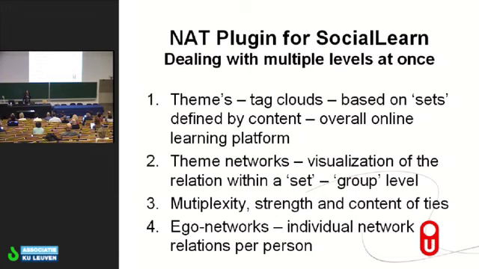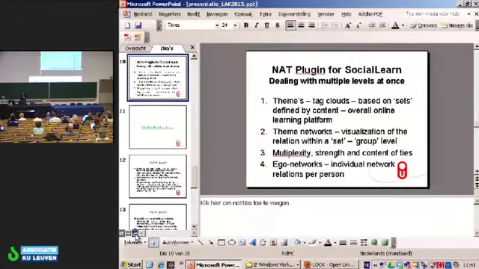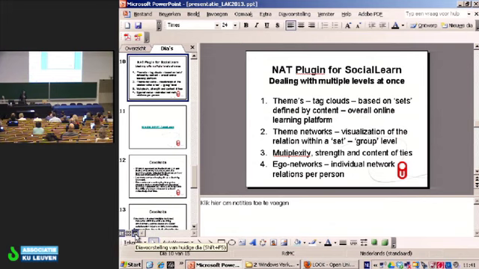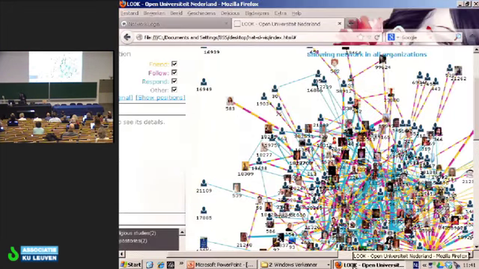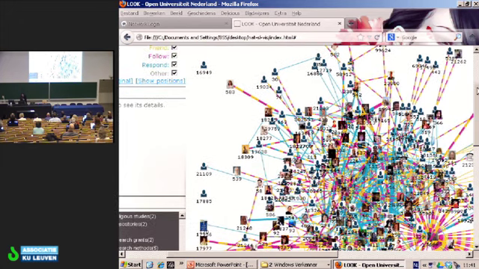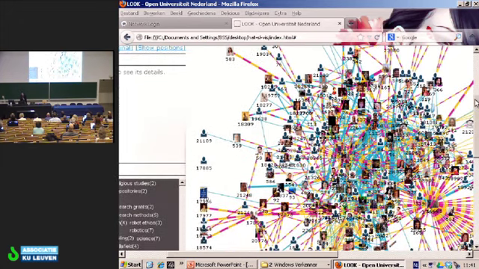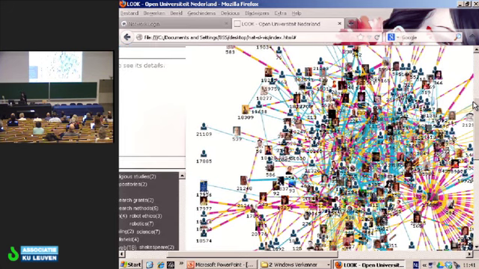And last but not least, we also have the possibility to view the ego network, or the ego perspective, per individual learner. Okay, I took the challenge to do a live demo, so bear with me. It's always dangerous. Okay, it's up. I have to scroll a little bit because it's blowing up. I don't know if somebody can help.